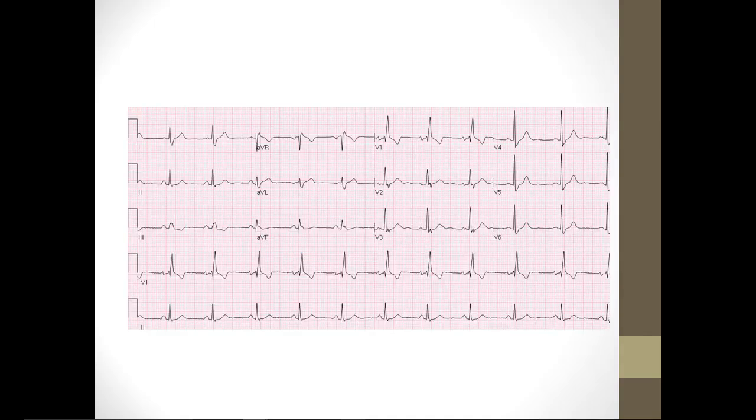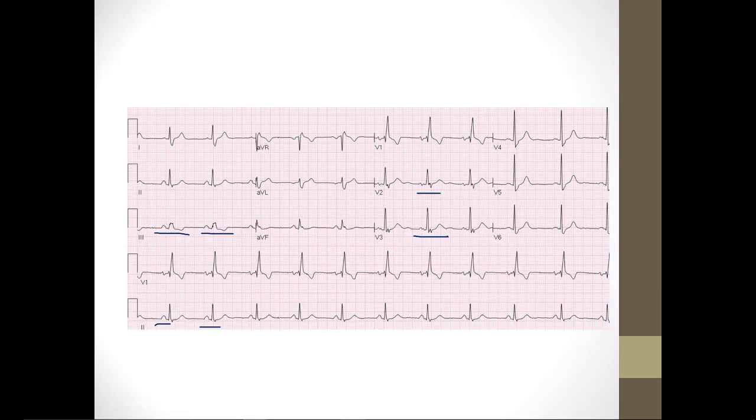Now let's go through the method again using this ECG. Step 1 is to decide whether or not there are P waves present, and it's very easy to see P waves here in lead 2. You can also see them in lead 3. You can also find them in lead V3 and V2. They're all over the place, so there are P waves present on this ECG.